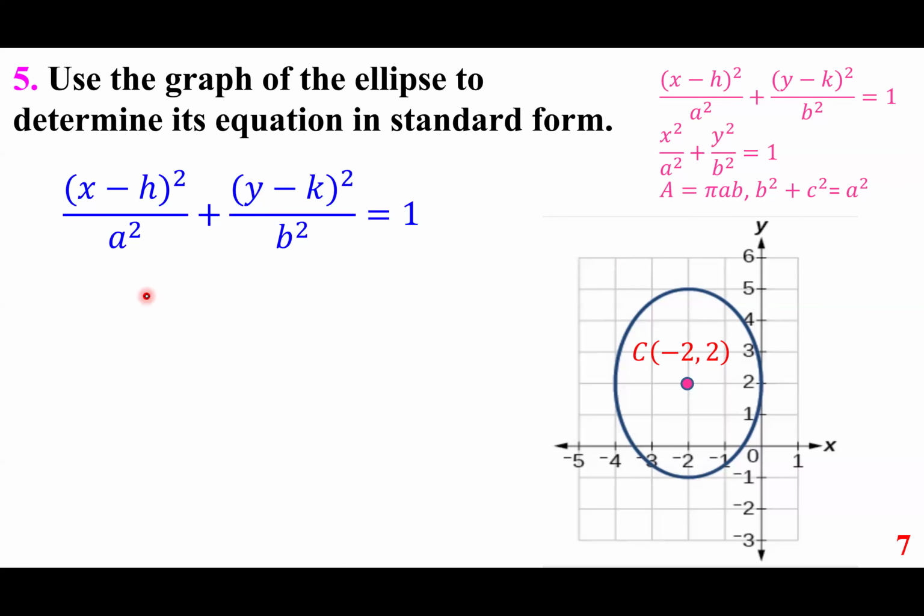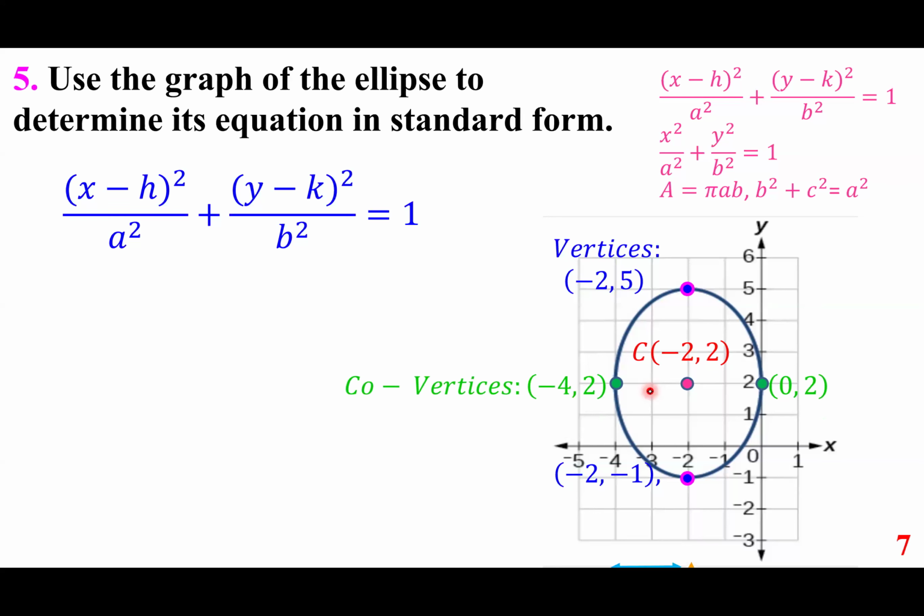And to find a and b, let's locate a couple of points here. We have those points and we have these points. So vertices are located at -2, 5 and -2, -1. So this is the distance which is A. This is the distance which is B. Those are the co-vertices.